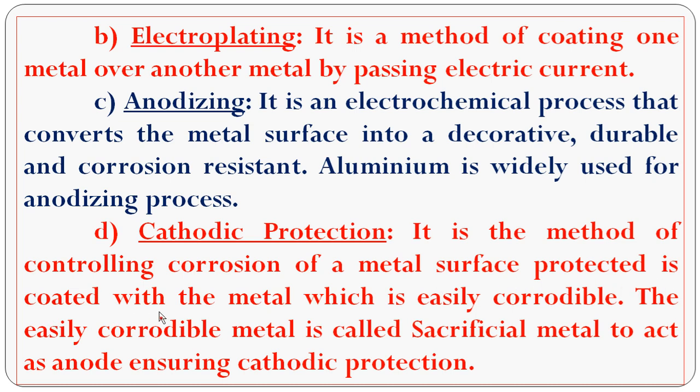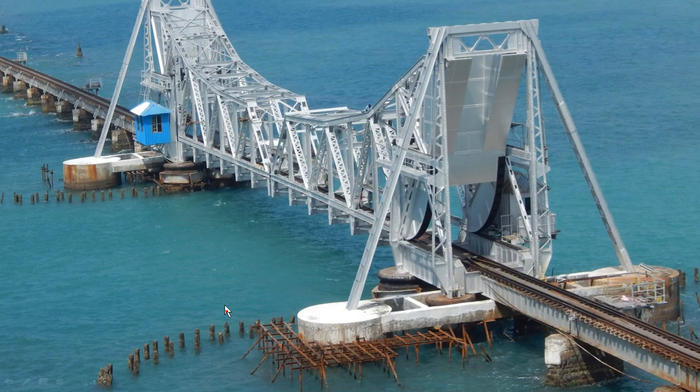The protected metal is coated with another metal. Here the iron is coated with magnesium, which is easily corrodable. So this magnesium acts as cathodic protection. The easily corrodable metal is called a sacrificial metal, acting as an anode, ensuring cathodic protection. So iron is coated with magnesium, and this magnesium acts as a sacrificial metal. So these are the methods of preventing corrosion.